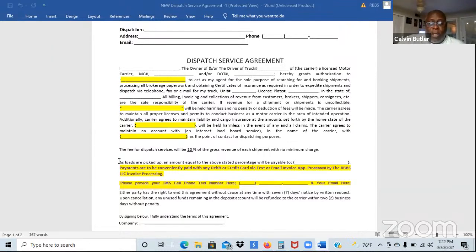All right. Payments are to be conveniently paid with any debit or credit card via text or email invoice app. Do not put RBBS there, because that was when we were doing your processing and getting half of your dispatch fee. We don't do that anymore. You all keep wanting to see your dispatch fee. So you're going to use whatever processing app you all use to process your payments, whether it's PayPal, Square, or Zeal. No matter what it is, you're going to use that as your processor.